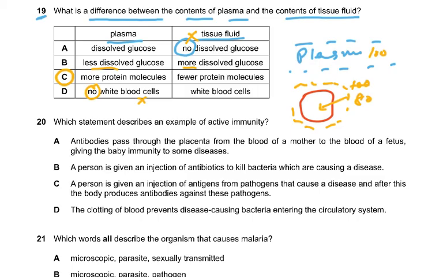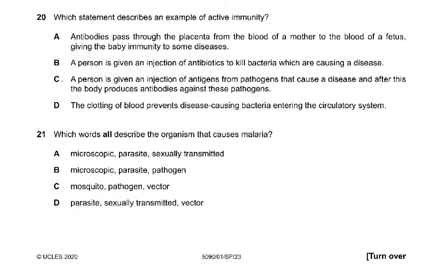Yes, you're right. But some small molecules can enter the tissue fluid. So that is why the answer is C for question number 19. Now coming to question number 20, which statement describes an example of active immunity?